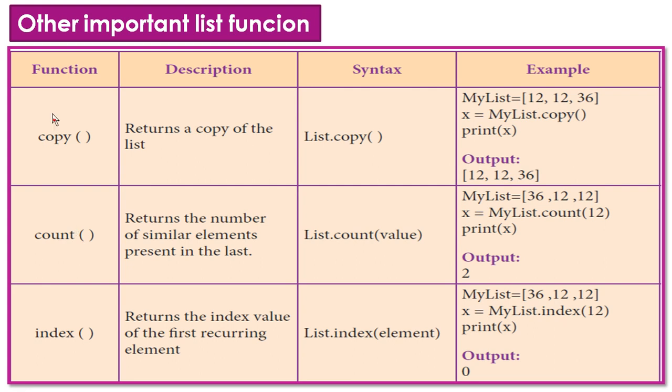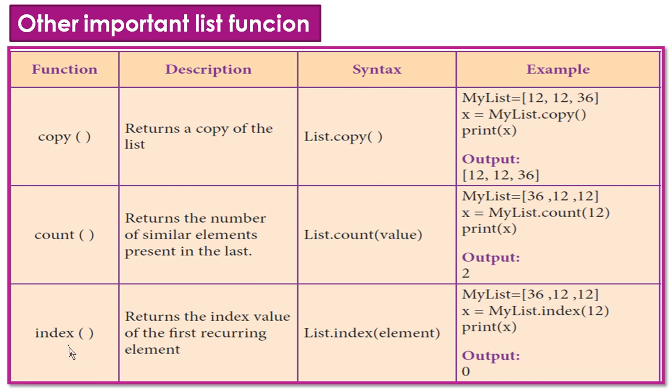Another important list function is count. It returns the number of similar elements present in the list. The general format is list dot count of value. Here my list contains the values 36, 12, 12. x equal to my list dot count 12. So 12 occurs 2 times here. So we get the result 2. The number of 12 in this list is 2.